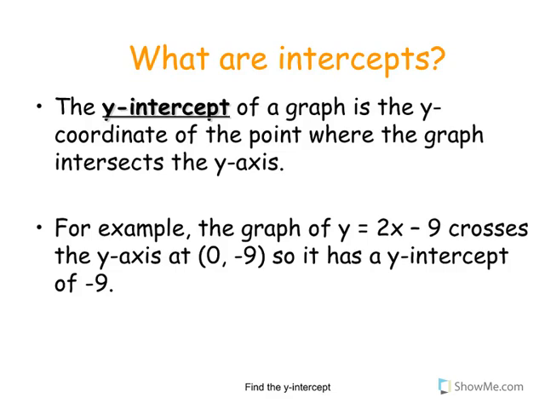Okay, vocabulary time, right? So it says the y-intercept of a graph is the y-coordinate of the point where the graph intersects the y-axis. For example, the graph of y equals 2x minus 9 crosses the y-axis at the point (0, -9). So the y-intercept is negative 9. And again, we've got this connection that we make here. So you're going to pause and you can jot this down in your notes.